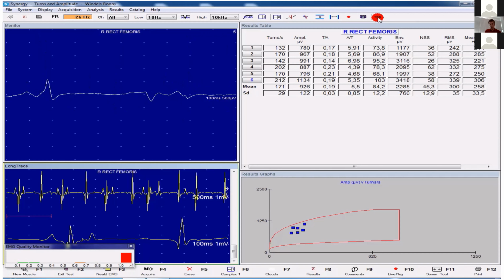In a neurogenic condition, we should expect that the amplitude gets higher for the same turns per second. So in a neurogenic condition, the plots would be over here. In a myopathic condition, the amplitude is of course very low, and there is a lot of polyphasic content in the motor unit. So over here, the plots would be in a myopathic condition. Let's look at the next example.